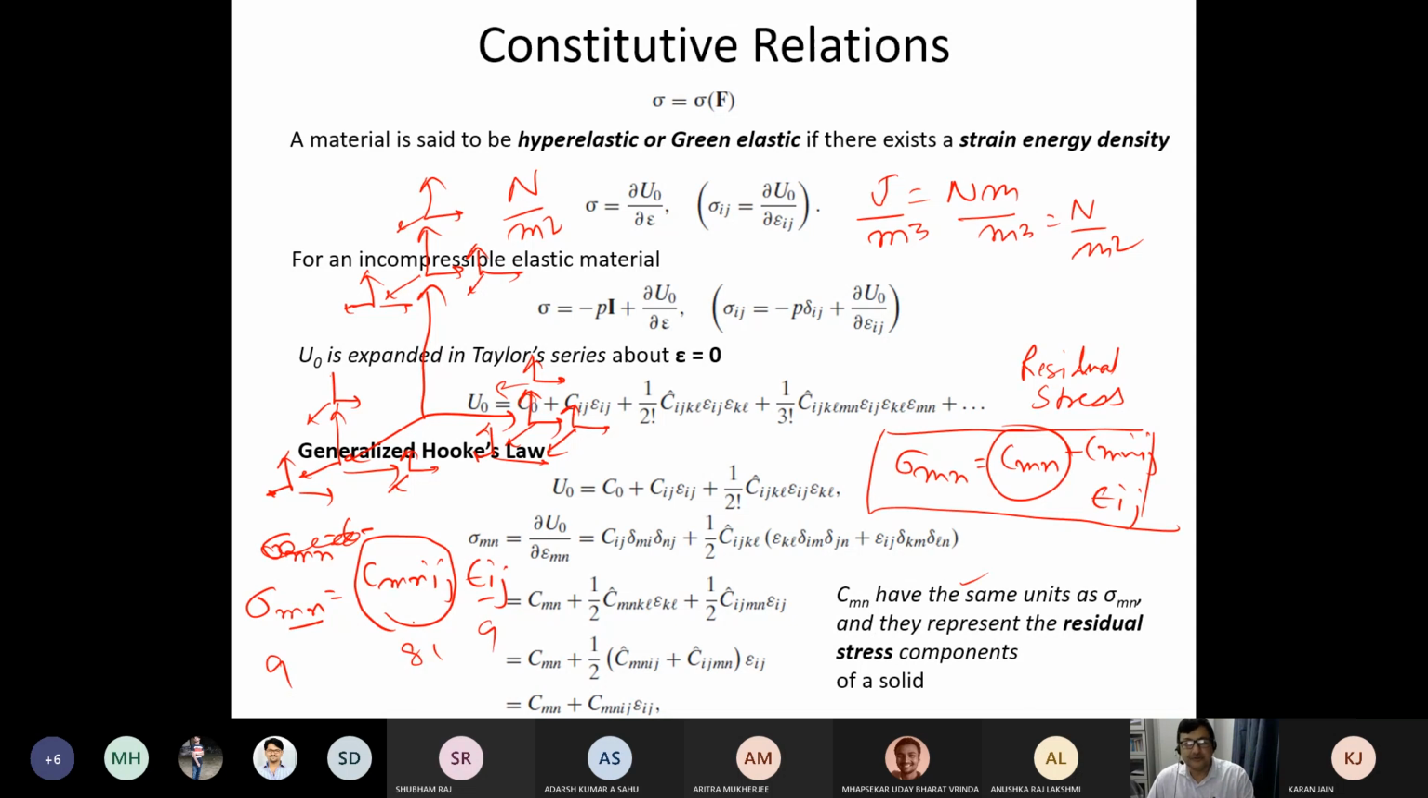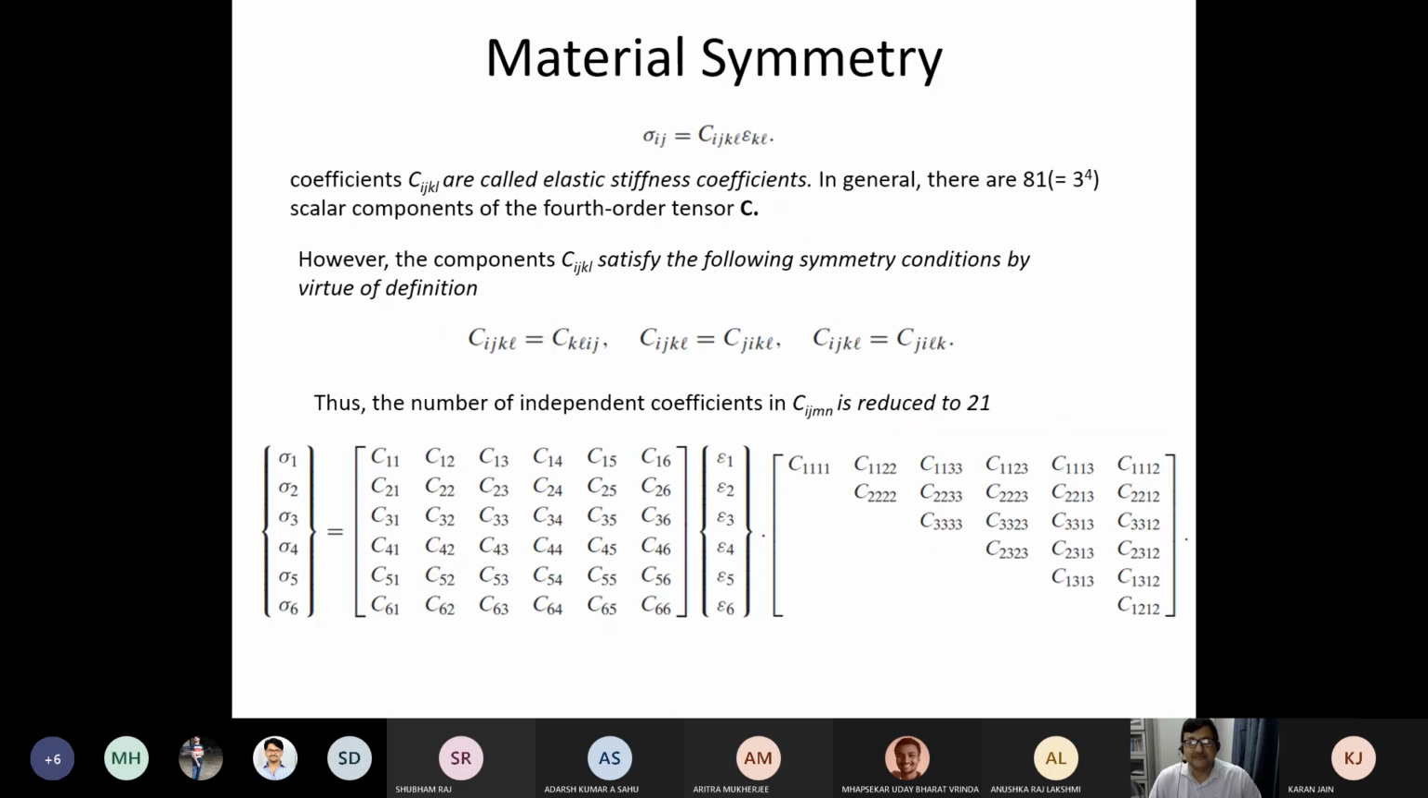Right? Then what you do, you start putting the symmetry arguments. So it is about 81 you have. However, the components Cij satisfy a symmetry, which is always there by definition, and that reduces the whole thing to 21. 81 to 21 straight away comes out from this symmetry argument.